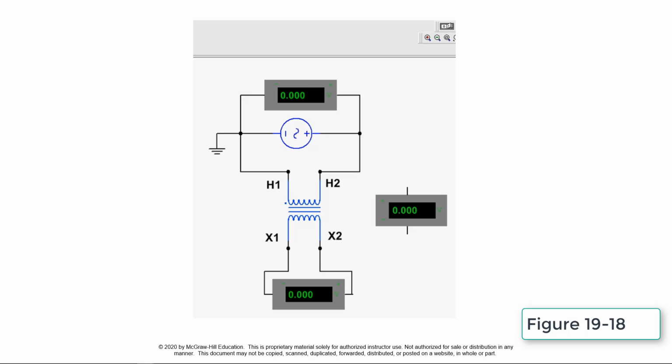This polarity test circuit verifies that the transformer markings indicate a subtractive polarity. First, the simulation is turned on with normal connections. The transformer has then been reconnected for subtractive polarity.